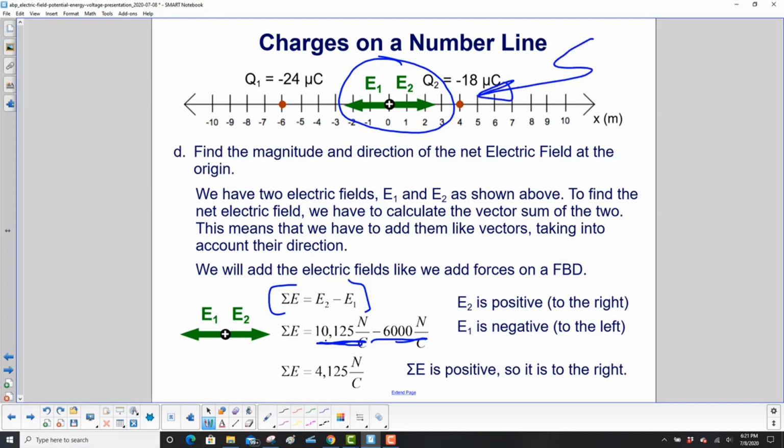And then we deal with the magnitudes calculated by the definition of electric field. Add them together, you get 4,125 newtons per coulomb. That's positive, so the net electric field is to the right. Don't worry about getting the sizes of these arrows correct. Don't need it. We're going to see the numbers when we do the calculation, but make sure you get the directions correct.